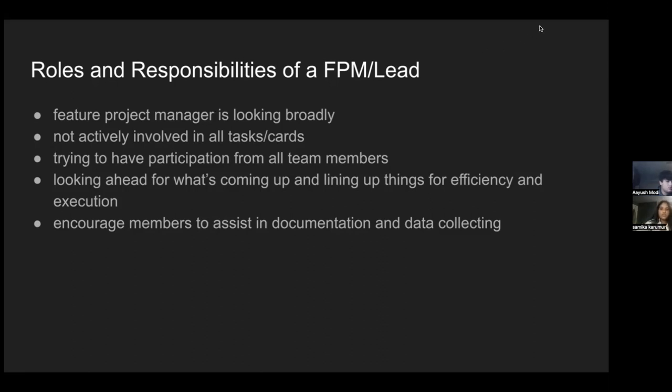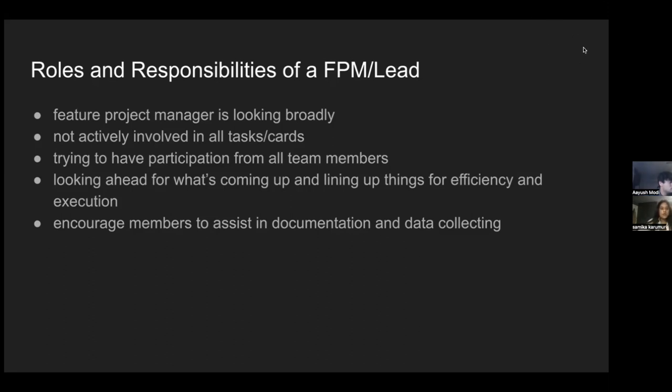And then we also want to look ahead for what's coming up and line things up for efficiency and execution. So again, this isn't just the job of the project management subteam. This falls on all of the leads and all of the members to kind of look back, think about the end and how we can work backwards to efficiently execute the design of our robot.